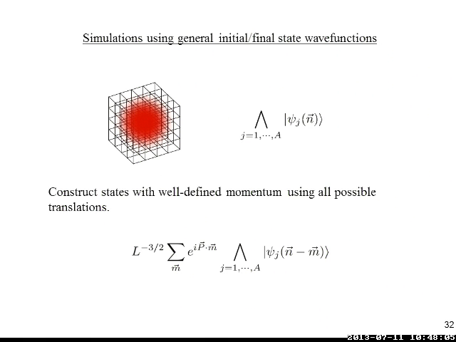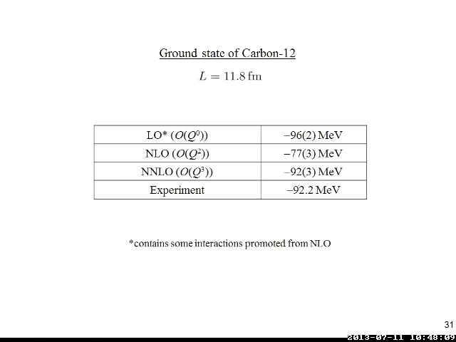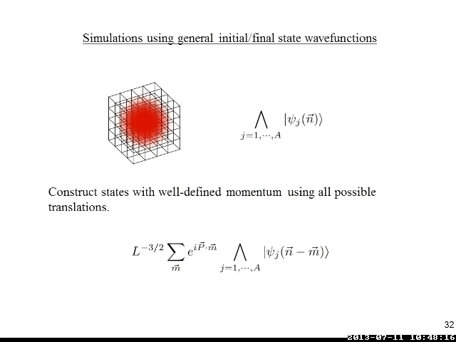The things I showed you in the beginning, just the last slide here, these calculations were done with Fermi Slater determinants of plane waves in a box. But we can work with arbitrary initial states, an arbitrary function. You take a Slater determinant, some anti-symmetric product of those, and then you simply translate these over all possible locations on the lattice to give them good momentum.